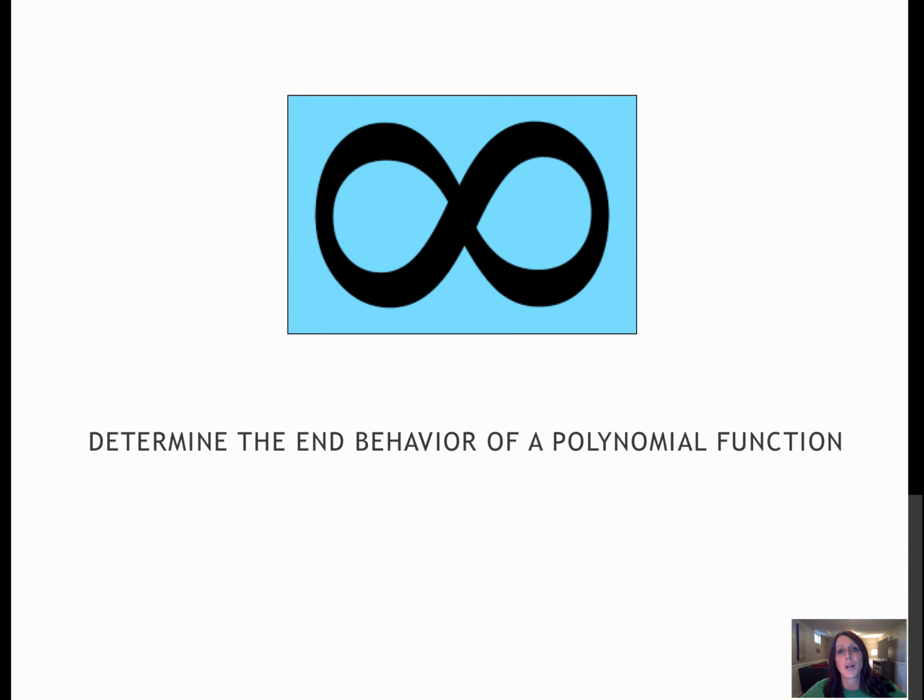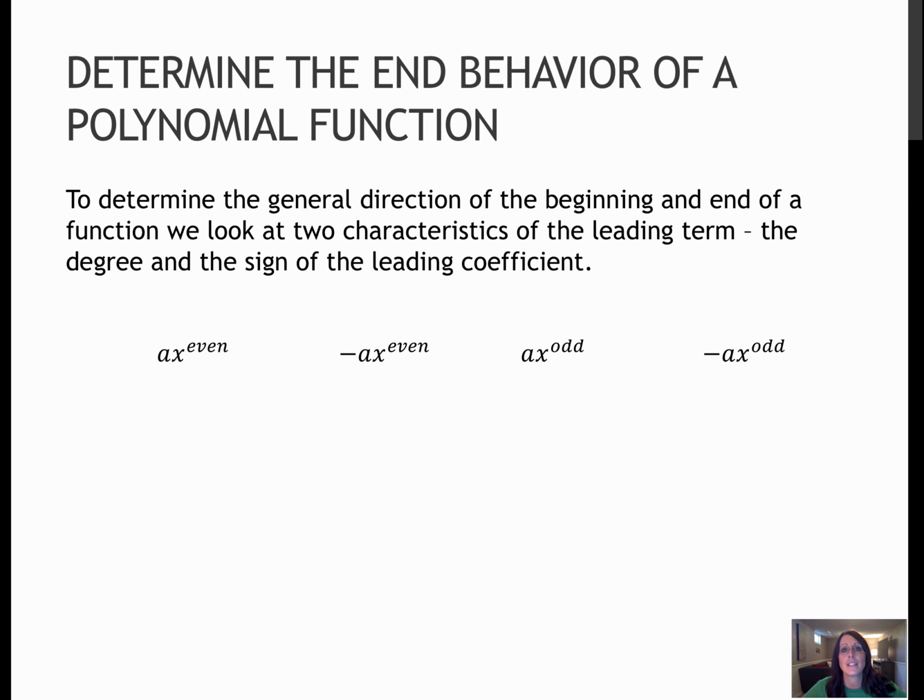In this lesson, we will talk about the end behavior of a polynomial function. And what that means is what will the ends of our function look like when we graph it. So that all depends on two things, which is the leading coefficient, whether that is positive or negative, and whether the degree is even or odd.